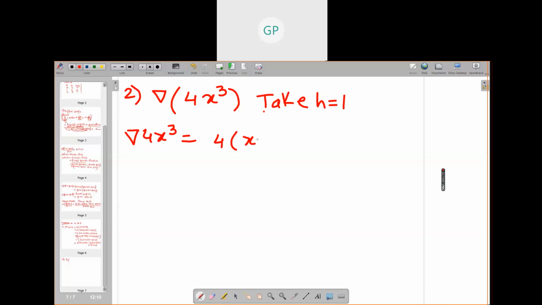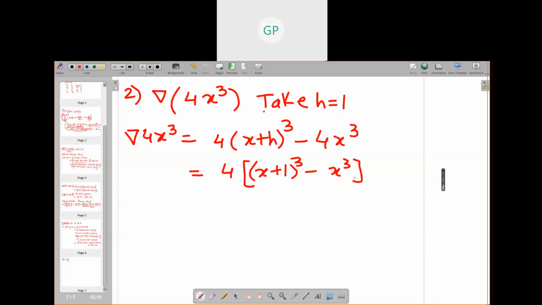It will be 4 into (4x, x plus h) minus 4x cube. Yes, 4 is constant, so you can take it outside. And now inside you are asked to take h is equal to 1. So it will be x plus 1 the whole cube minus x cube. Right? Now you can expand it. So what is x plus 1 cube?